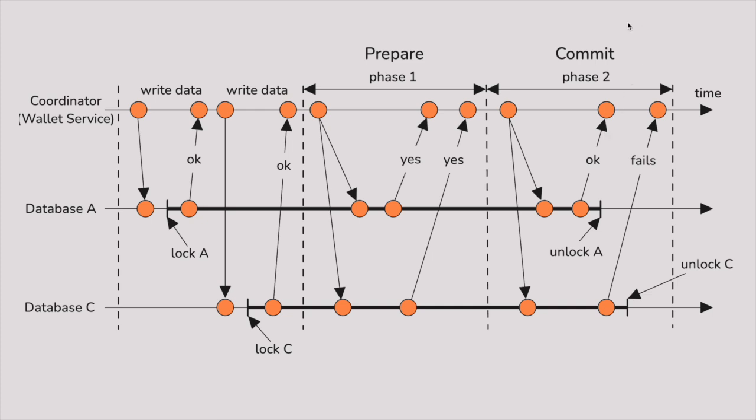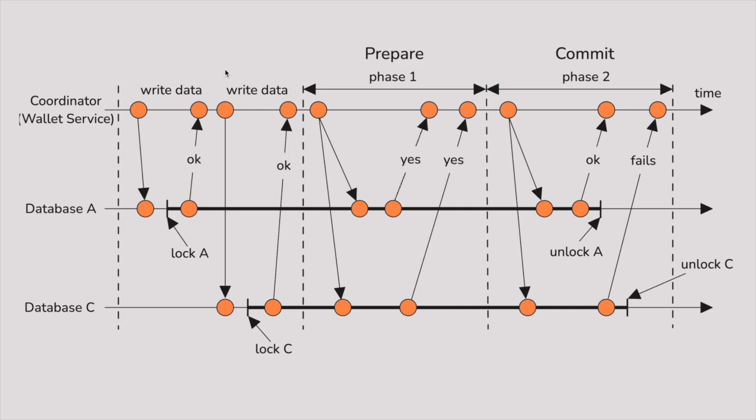So this way we relied on the wallet service and its role as a coordinator, making sure that if one transaction on the database fails, the other one would be rolled back and the balance would be recovered. So either both transactions succeed or both transactions fail. There are only two possible outcomes.